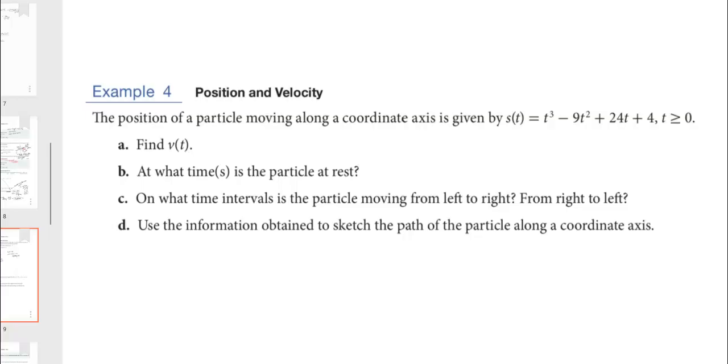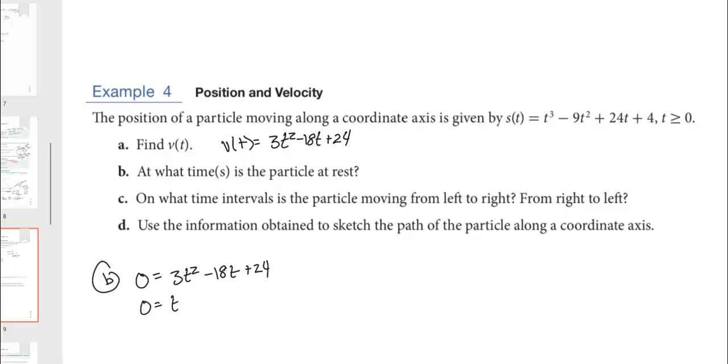Let's look at the next one. So we have a position equation for a particle. If we want to find velocity, we're going to take the derivative. So we're going to get 3t squared minus 18t plus 24. We want to know at what time is the particle at rest. Well, that's going to be where that derivative is equal to 0. So I'm going to set the velocity equal to 0. At rest means it's not moving, has a velocity of 0. So I can divide all those terms by 3.